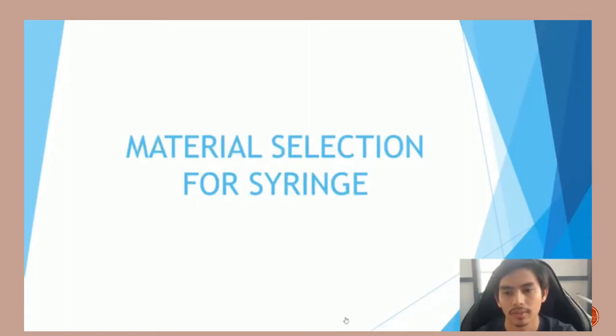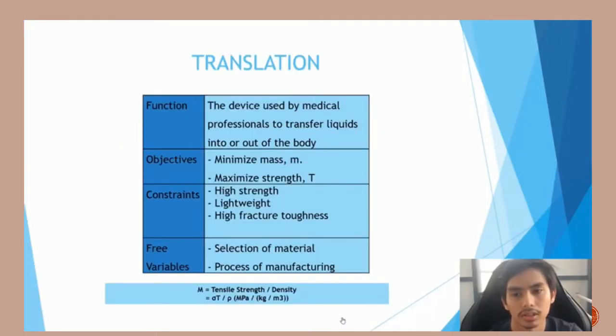I will explain the material selection for the syringe. Next, for the translation. For material selection, there are several steps that need to be followed to obtain the best material for the syringe to be produced. The material selected must meet the properties required to meet the requirements. The design of the syringe needs to be defined.